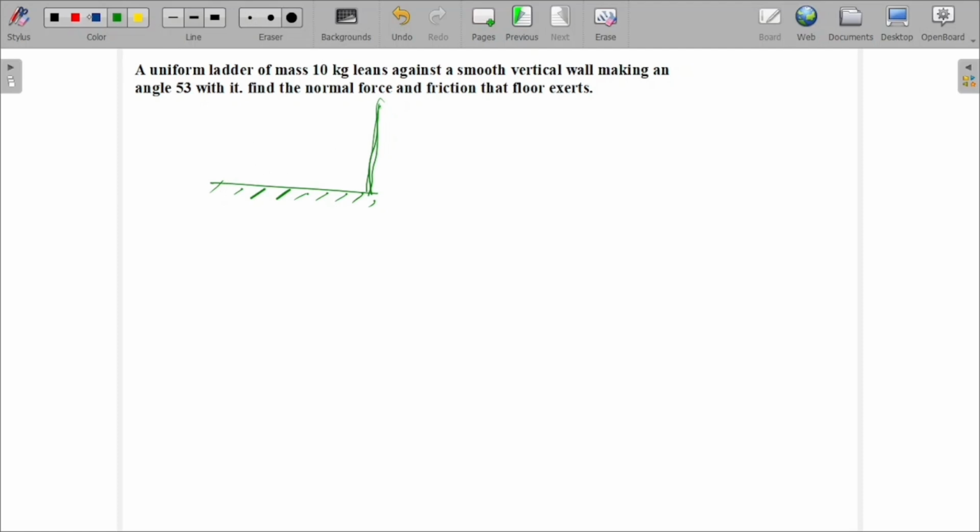So a ladder is going to be placed. Let's consider that this will be the ladder. Okay, right. So let's consider this total ladder length is L.